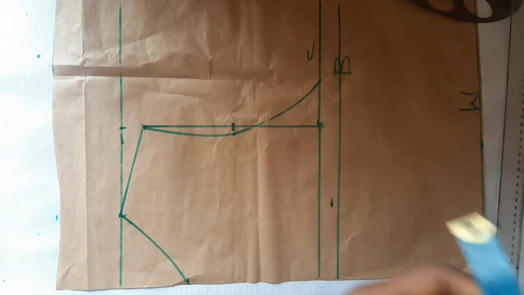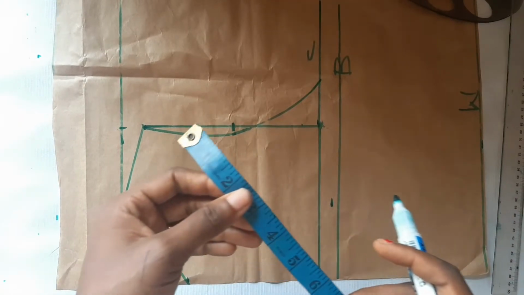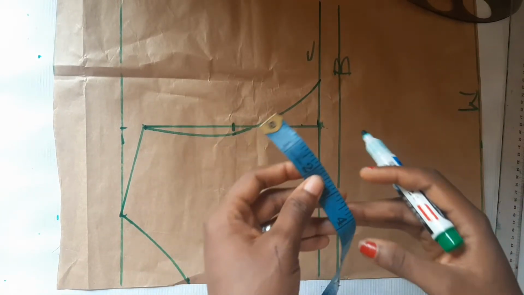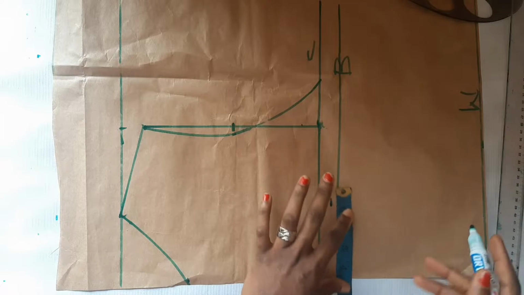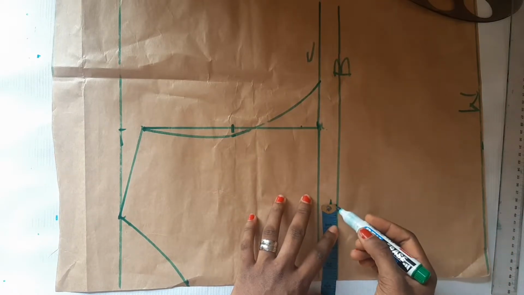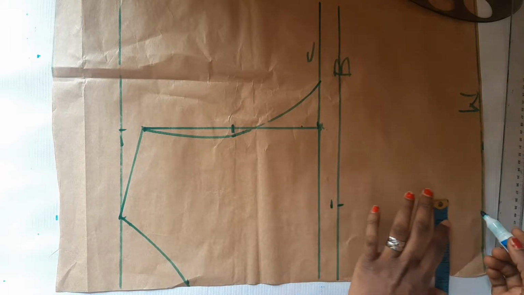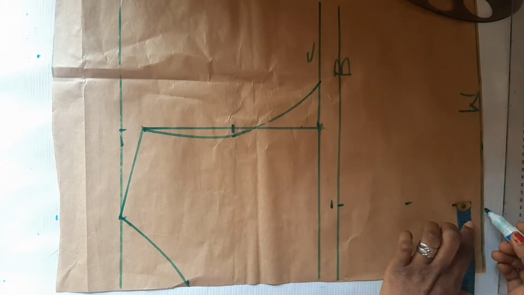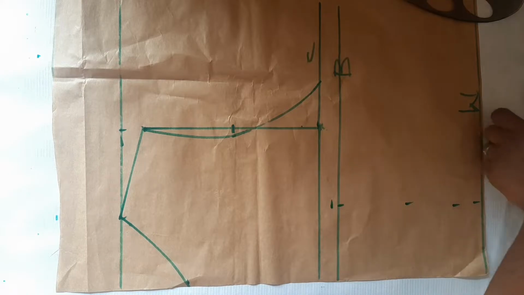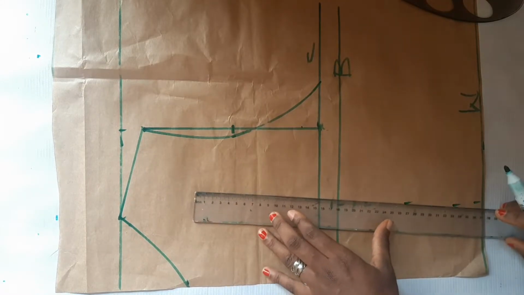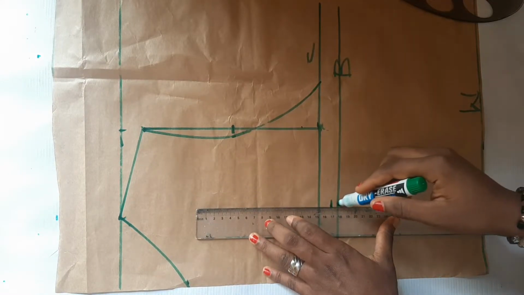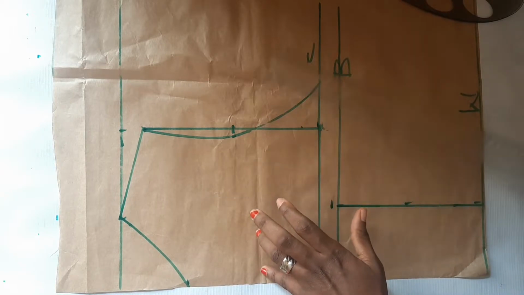I'm going to take my nipple to nipple measurement. Nipple to nipple measurement is 7 divided by 2 will give me 3.5, and I'm going to mark it from the bust point down to the waistline. This is going to serve as my dart.